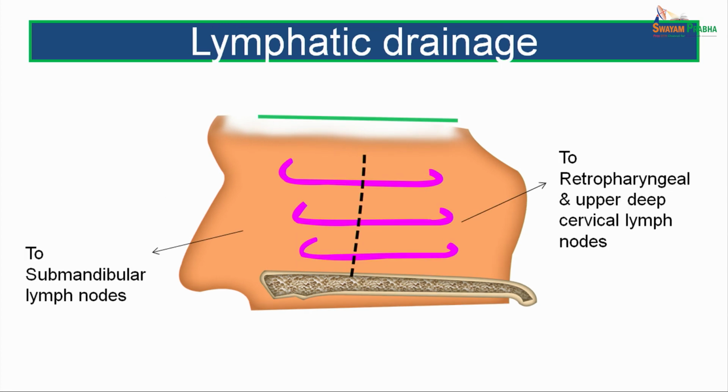Let us now see the lymphatic drainage of the lateral wall of nose. We can study this as the drainage from the anterior part and the posterior part. Lymph from the anterior part of the lateral wall of nose is drained into the submandibular lymph nodes, while the lymph from the posterior part drains into the retropharyngeal group of lymph nodes and the upper deep cervical group of lymph nodes. The same is depicted in this schematic picture, with lymph from the anterior part draining into the submandibular lymph nodes, whereas lymph from the posterior part drains into the retropharyngeal and the upper deep cervical group of lymph nodes.